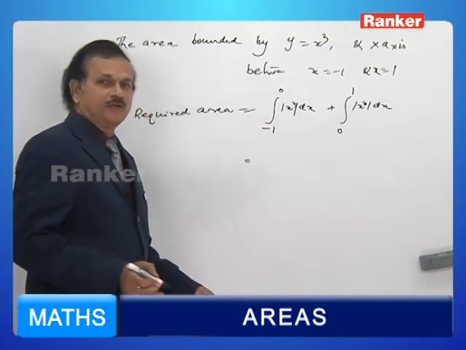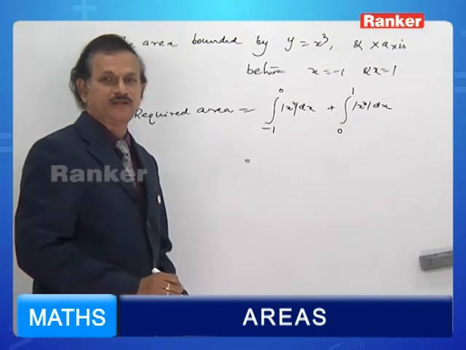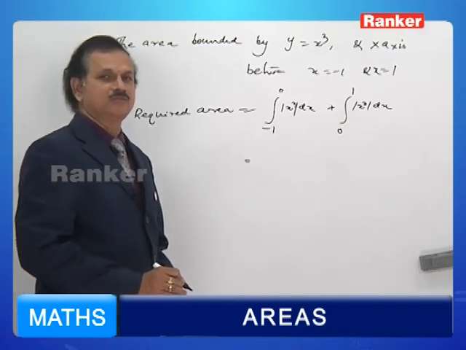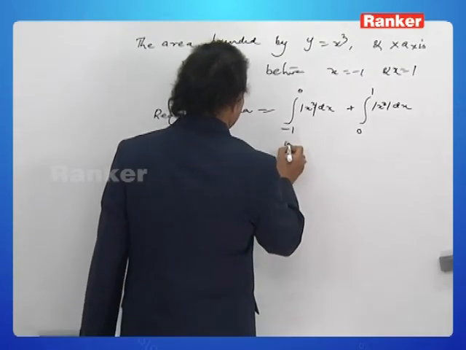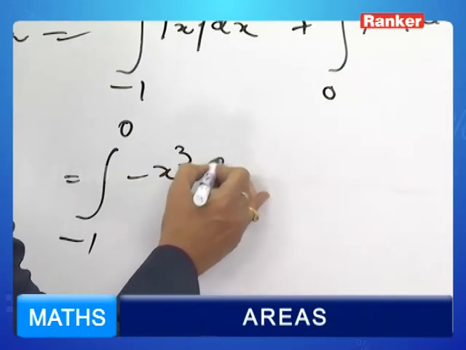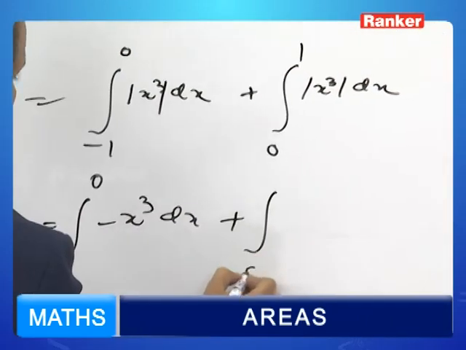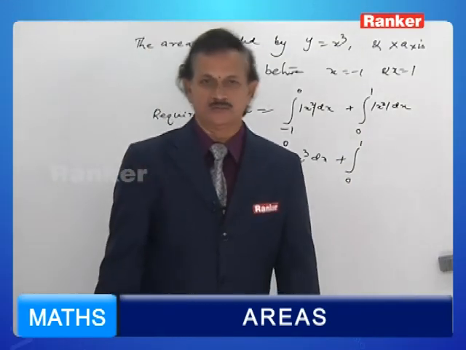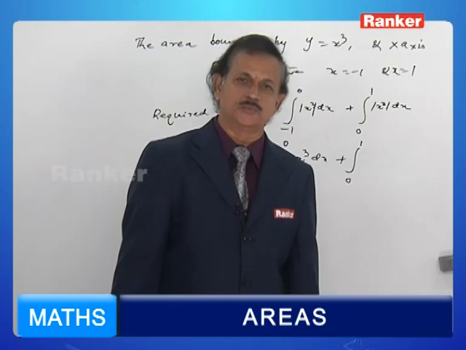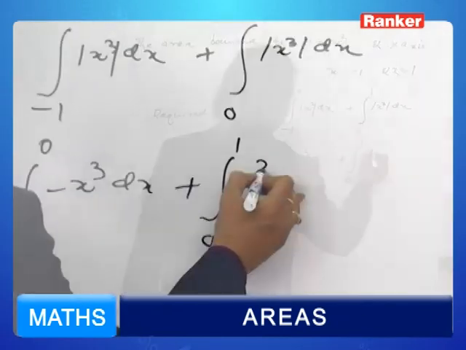Between minus 1 and 0, what do you say about x? It is negative. x cube is also negative. Then mod x cube is minus x cube. Hence it is integral minus 1 to 0 of minus x cube dx, plus from 0 to 1. What do you say about x? It is positive. Therefore, x cube is also positive. Hence mod x cube is just x cube dx.